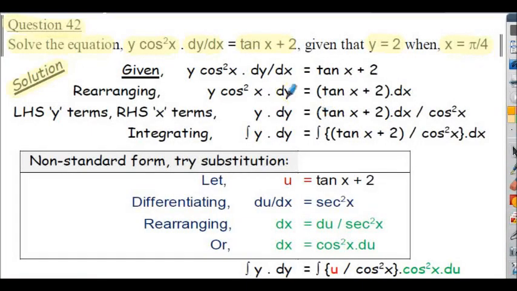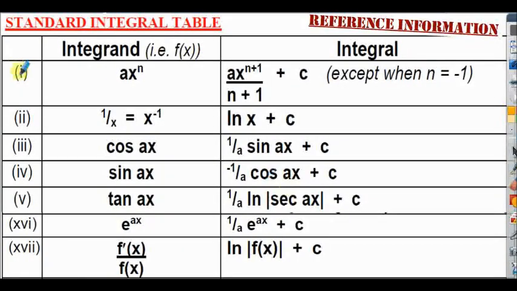So again, the equation can be arranged for the y terms on one side of the equation and the x terms on the other. So we start off with the expression as given in the question, and we can rearrange it so we have y terms on the left hand side and all the x terms on the right hand side. Notice we're dividing by cos squared x here. Integrating the left hand side will be a standard form. So here's our standard integral for the left hand side of our equation.